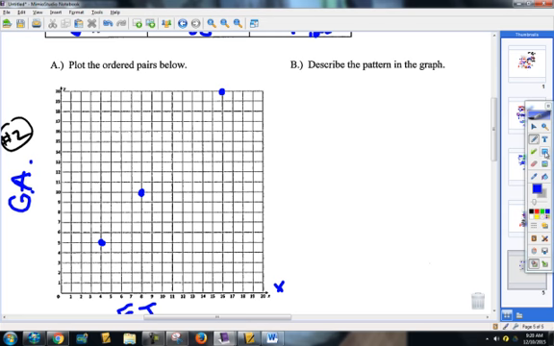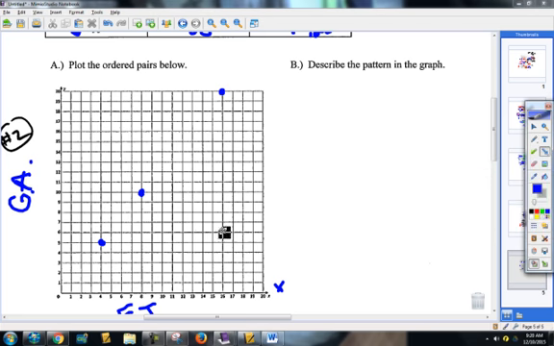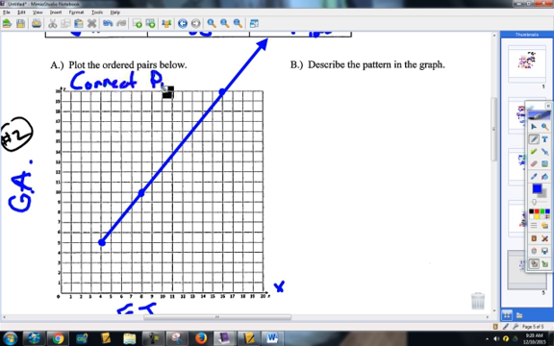Okay. Now, if you didn't do this, it's wrong. You always got to connect your dots together. Okay? So if you didn't do that, write yourself a note. Connect points always. Always connect points. It's the whole point of a line graph. Okay?